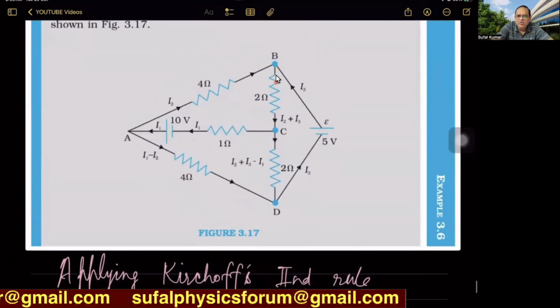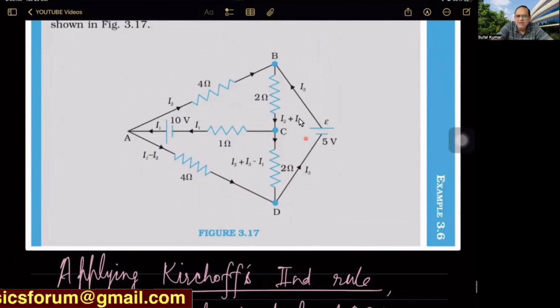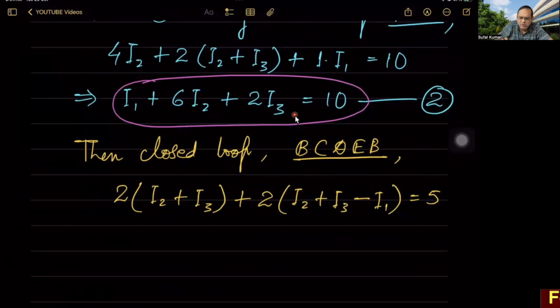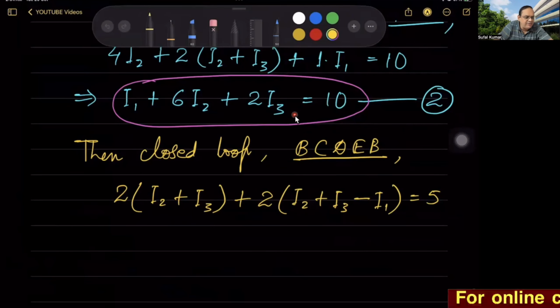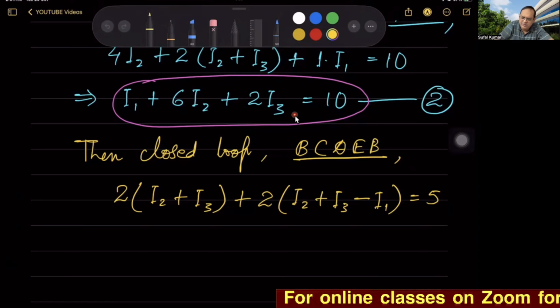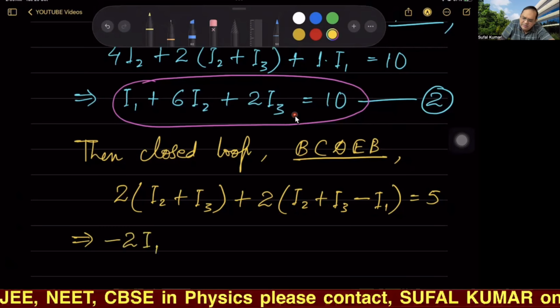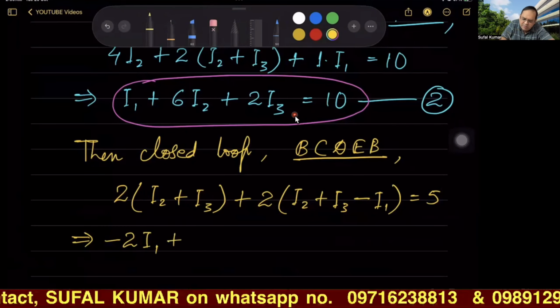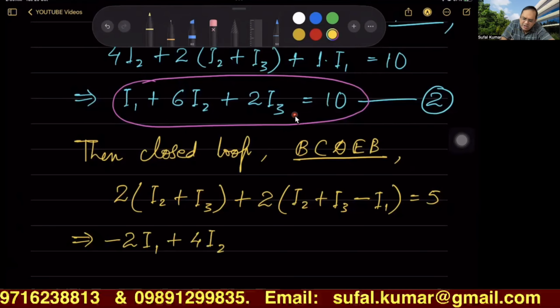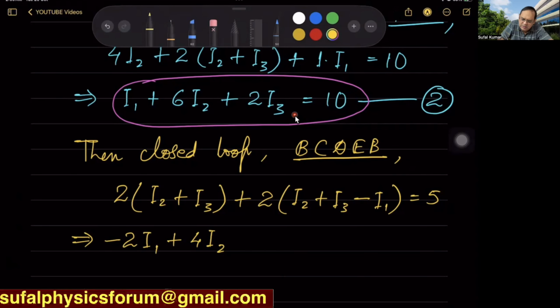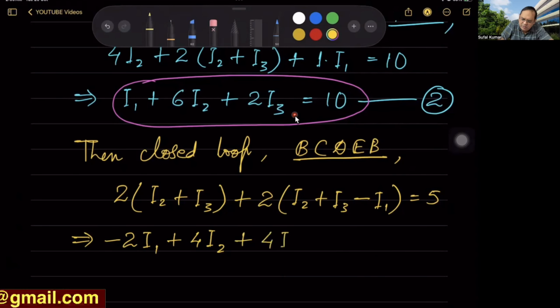Now from the loop BCDEB, this loop, let's see what do we get. 2I2 plus I3 minus I1, that is equal to 5. It implies that, let's see, minus 2I1, 2I2 plus 4I2, 2I3 and 2I3 again plus 4I3 is equal to 5.